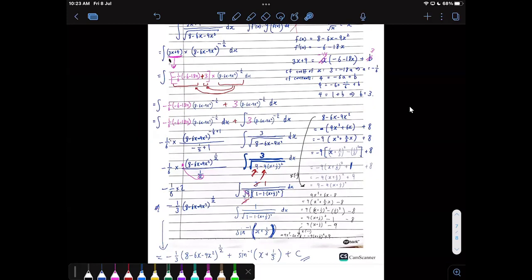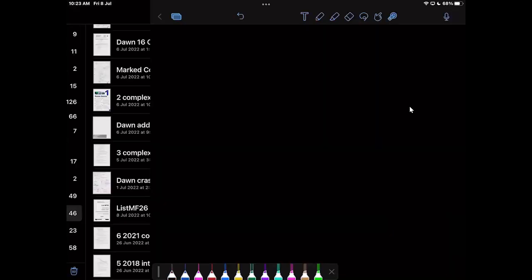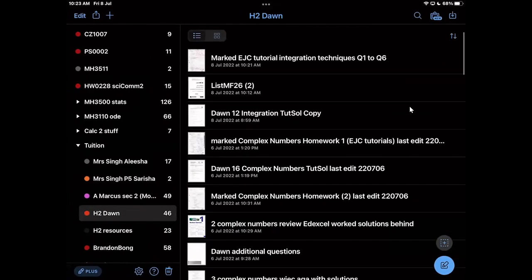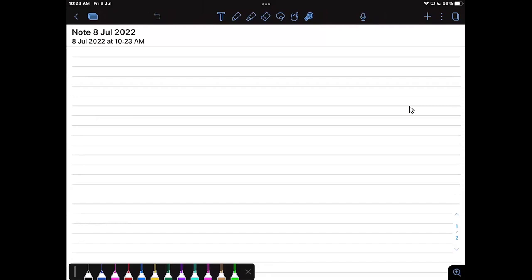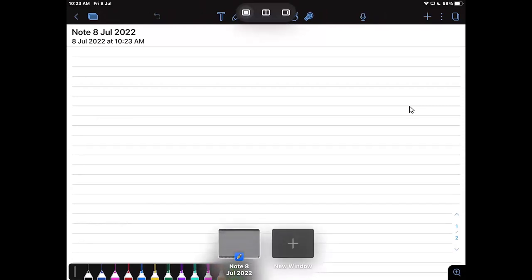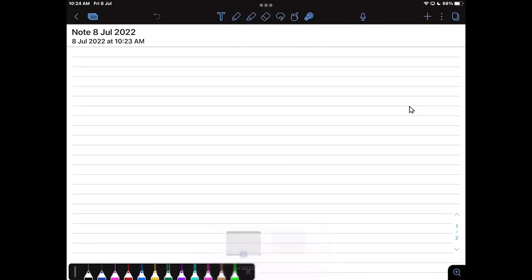Okay, let's continue. So let me give you a list of all of the techniques of integration. I'm going to list them down one by one, on how to deal with integration. There's part A, part B, part C, part D, and part E. There are 5 parts altogether.